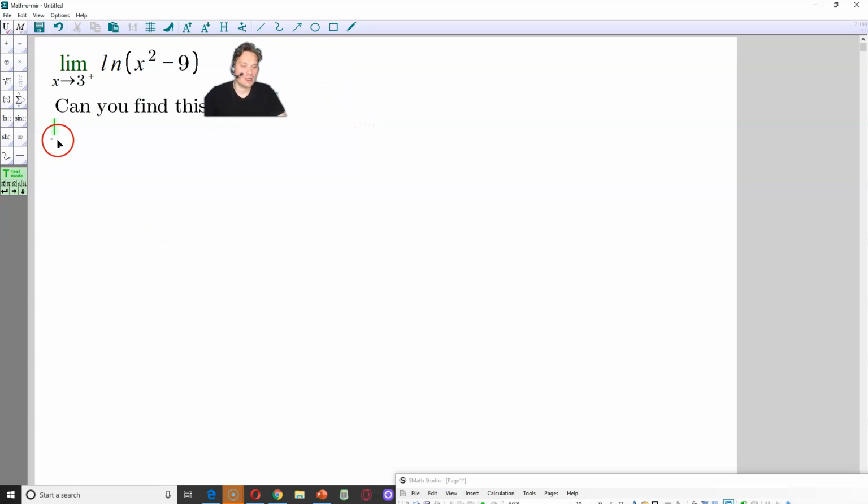Let's take a look. I'm going to define t to be equal to x squared minus 9. Let's stop for a second. Why am I doing this? Because it allows me to use variable substitution. So t is equal to x squared minus 9.